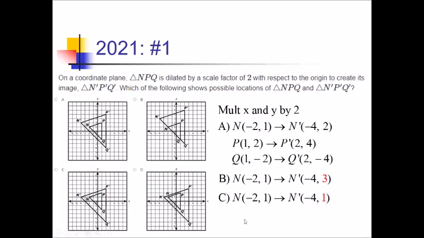And then for D, we have -2, 1 turning into -3, 1. So both the x and the y coordinate are wrong for N prime. So based off of all this, choice A is what we're looking for.